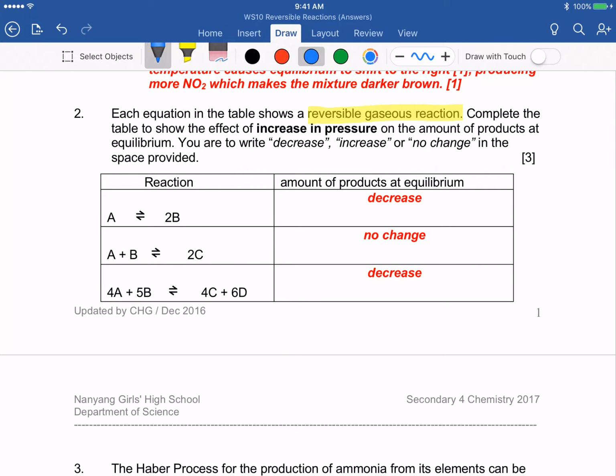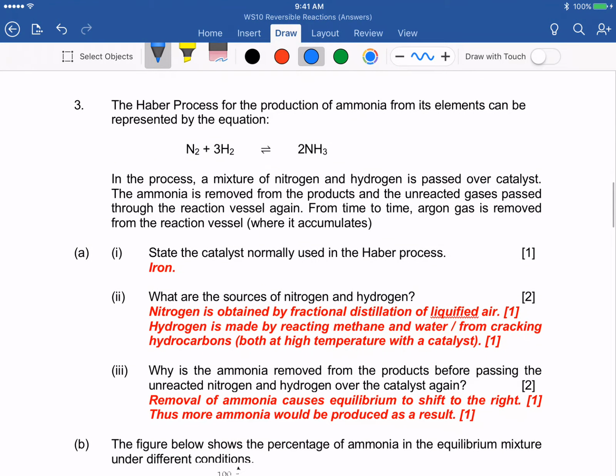If we look at this, on the left hand side we have 1 mole, on the right hand side we have 2 moles. When there's an increase in pressure, it should favor the left hand side. So it should shift in this direction. The amount of product should decrease. Let's look at the second one. A plus B, each 1 mole, so there's 2 moles versus 2 moles. There should be no change when pressure is changed. Lastly, 4 plus 5, 9, 4 plus 6, 10. So, when there's an increase in pressure, it should favor the left hand side. Again, there's a decrease in the amount of product at equilibrium.